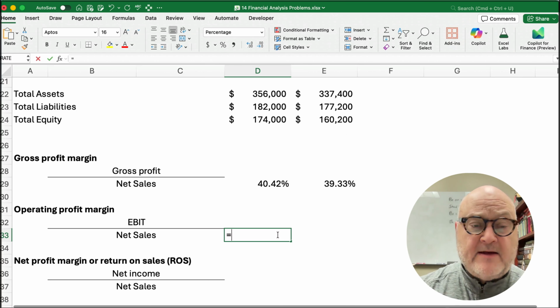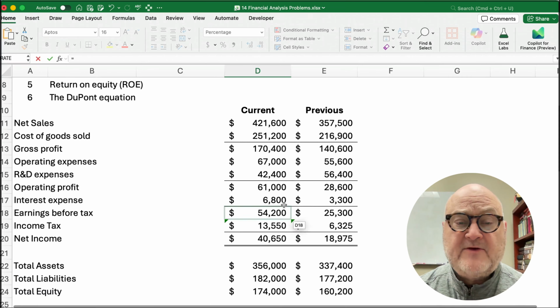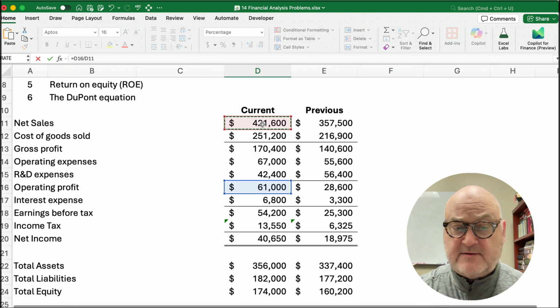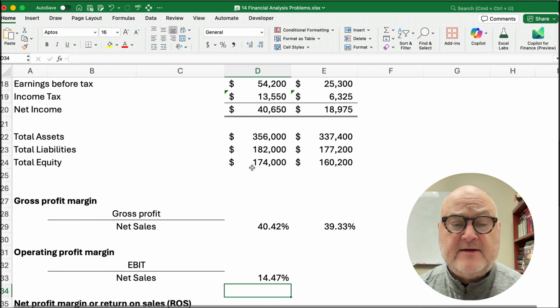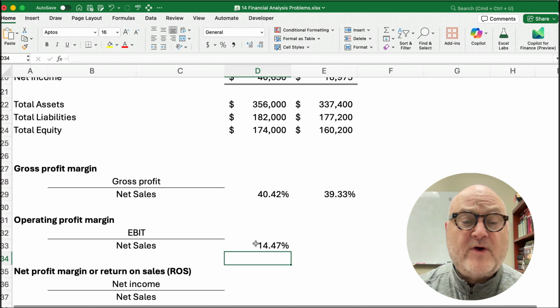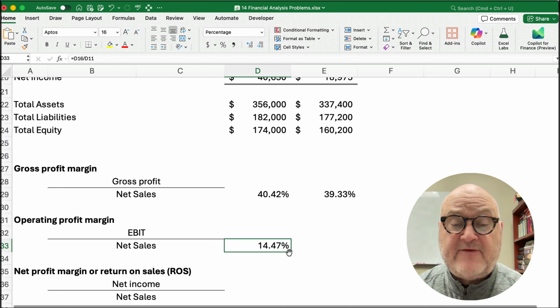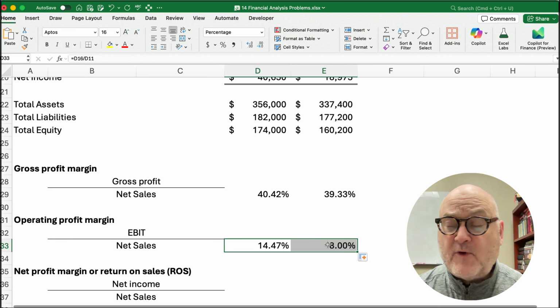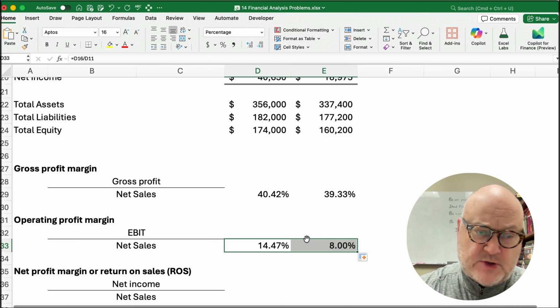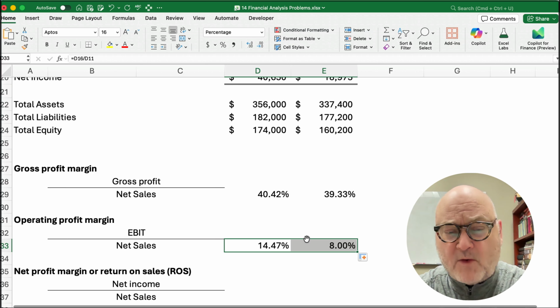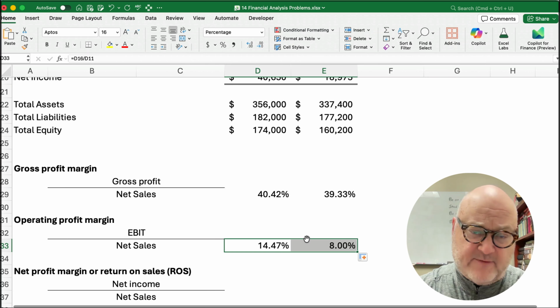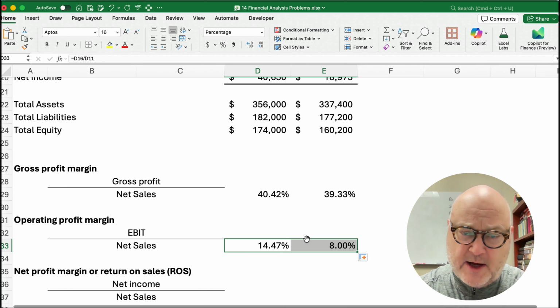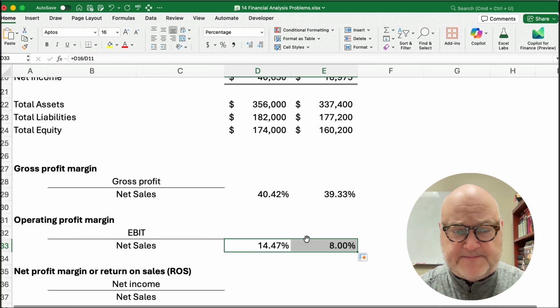We could just grab that number. So here we go. The operating profit is going to be 61,000 divided by original sales. So how much of our original sales comes down to the profit of operating profit? Well, like 14.5 cents, basically 14.5%. Once again, I've already formatted it for percentages just to save you a little time on the video. But you want to show this. Don't show it as 0.14. Show it as 14.47%. Don't show it as 0.08 as just a number. Make sure you have it as a percent.